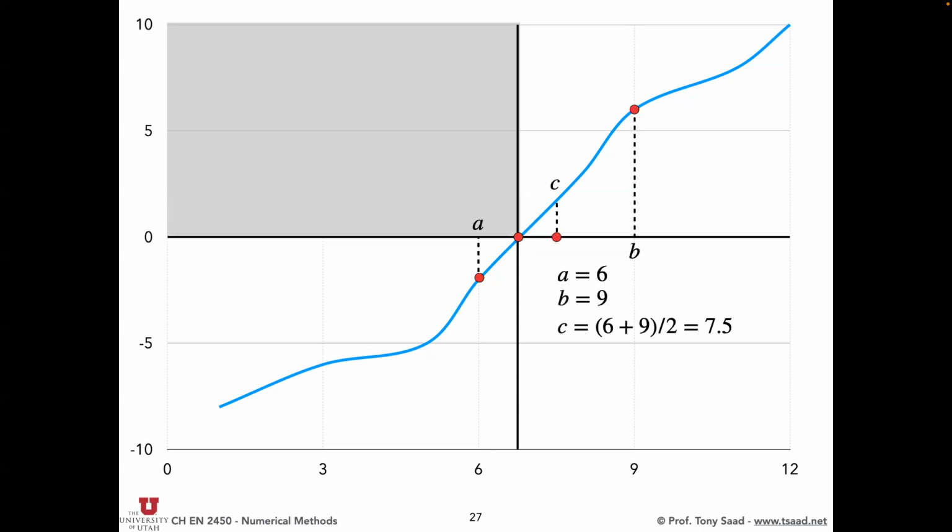And then you repeat. So you have 6 and 9. You take the midpoint, 6 plus 9 over 2 is 7.5. So now your new guess for the root is 7.5. Notice how our interval is shrinking, and it's going to keep shrinking and shrinking until you hit the root.